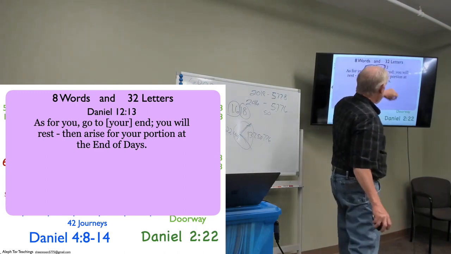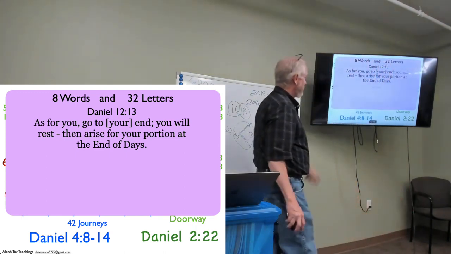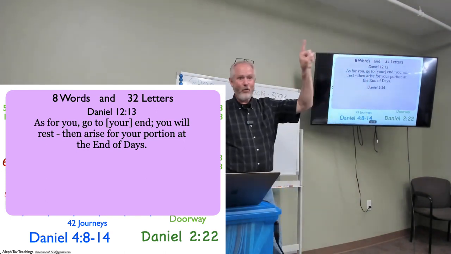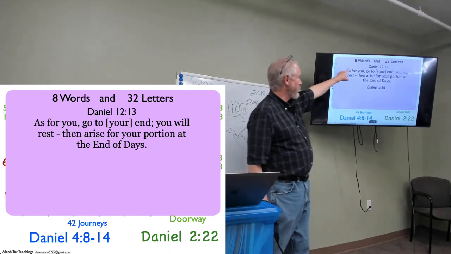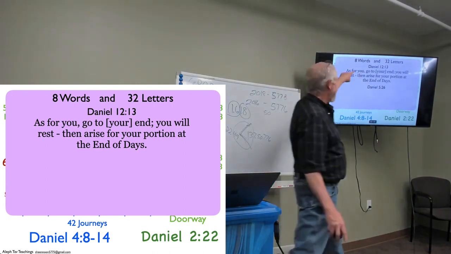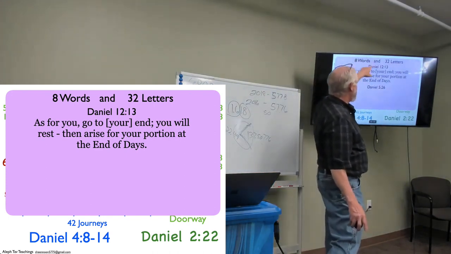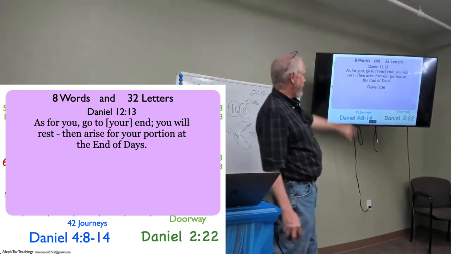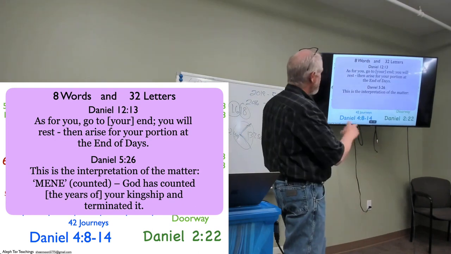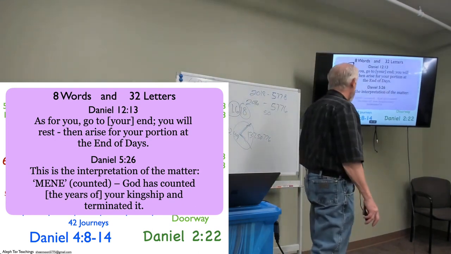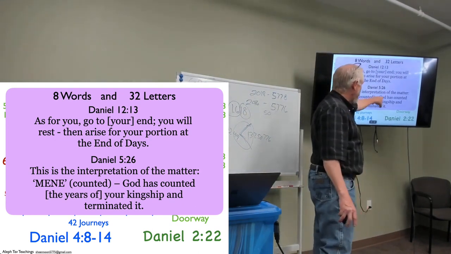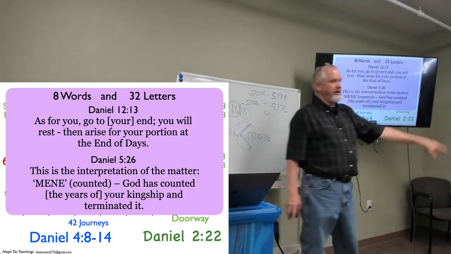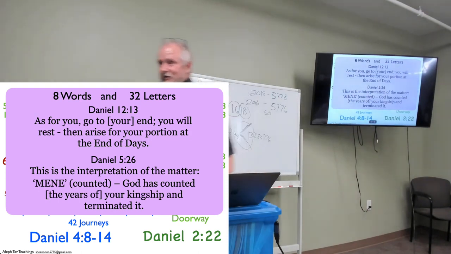So, that's in Daniel 12:13. But look at the other side. There are 2 verses, so there's only one other verse that has 8 words and 32 letters. 8 being eternity, right? 32 letters. It's in Daniel 5:26. It says, this is the interpretation of the matter: God has counted the years of your kingship and terminated it. Right there's where Satan goes down.